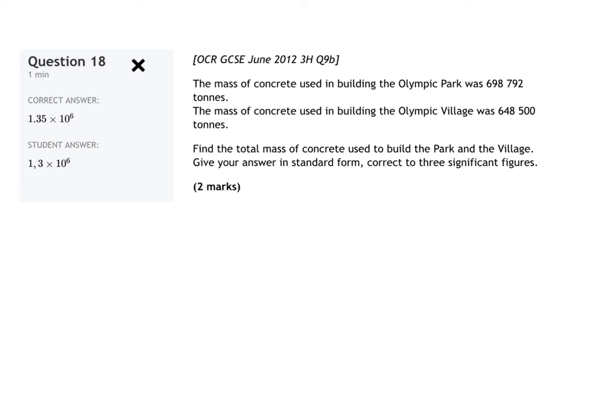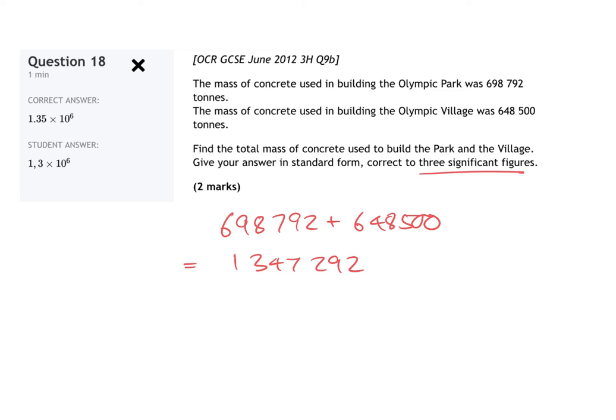So the easiest approach for this is actually just to add the 2 numbers themselves to start with. Don't convert them into standard form just yet. So you're doing 698792 added to 648500, and that equals 1347292. Now it asks you to do it to 3 significant figures, so let's do that next. So that is equal to 1350000 to 3 significant figures, 3SF.